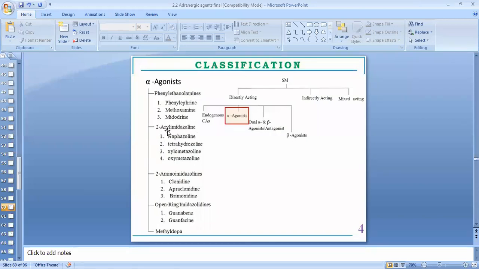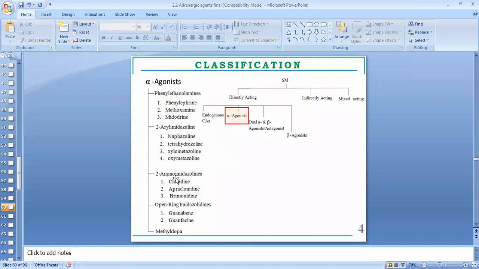The next class is 2-aryl imidazoline. In morning class only we have seen the structure. Imidazoline ring type of structure is there, which is substituted with aromatic ring as well as a bridge, X-carbon. So there are drugs which are going to show their action by this mechanism, that is 2-aryl imidazoline. The examples of the drug coming under this category are naphazoline, tetrahydrozoline, xylometazoline, and oxymetazoline.